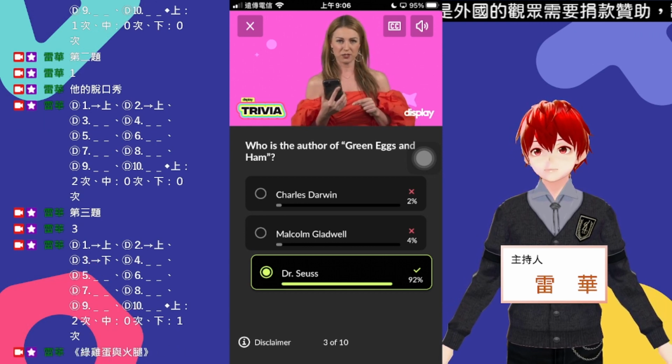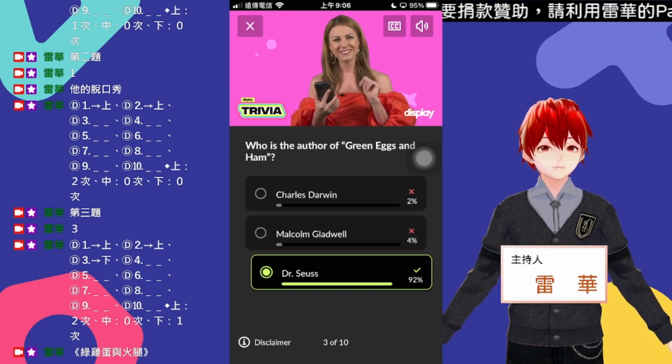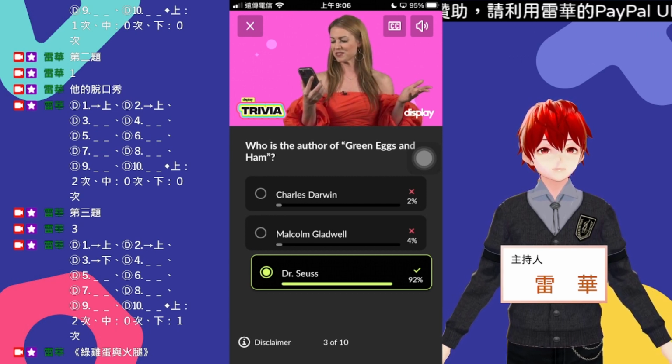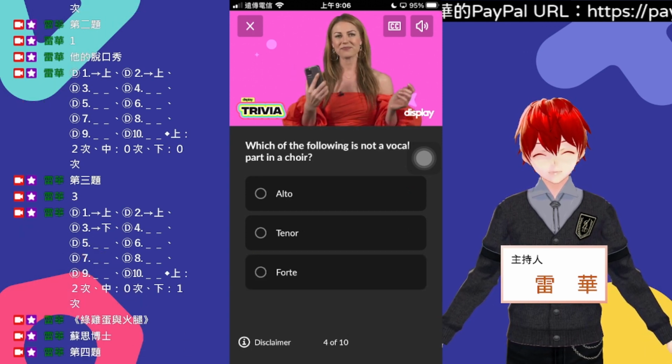The classic children's book was written by a man very fond of this kind of rhyming. No, not Tupac. Dr. Seuss. Dr. Seuss it is. 92% of you. Moving on to question 4.